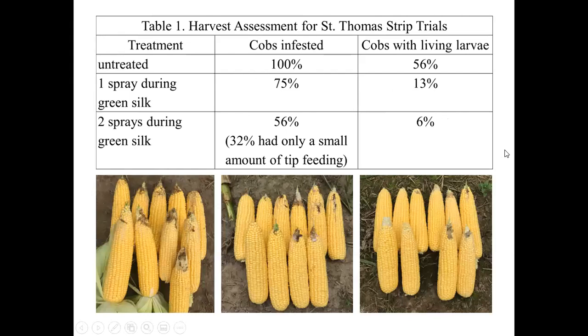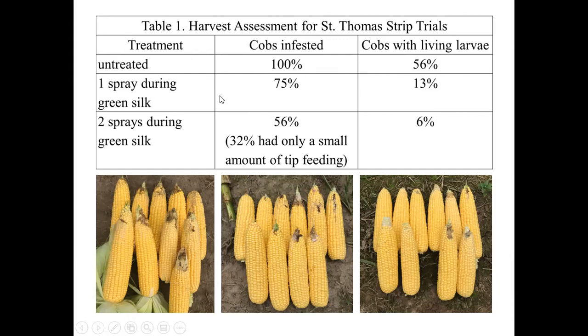And this is a good example, this trial here. We had extremely high numbers, several hundred moths in the traps at the site near St. Thomas a few years ago. And the silks were already fully in silk, and an insecticide had not been applied at that time. So we were late getting in there with the spray for the number of moths that we had in those trials. So where we left it untreated, we had 100% of cobs infested, and 56% of those cobs had living larvae.